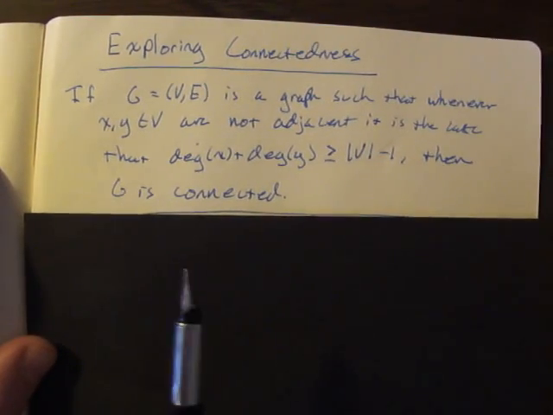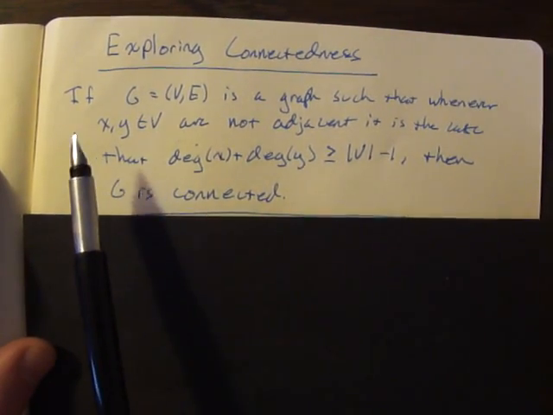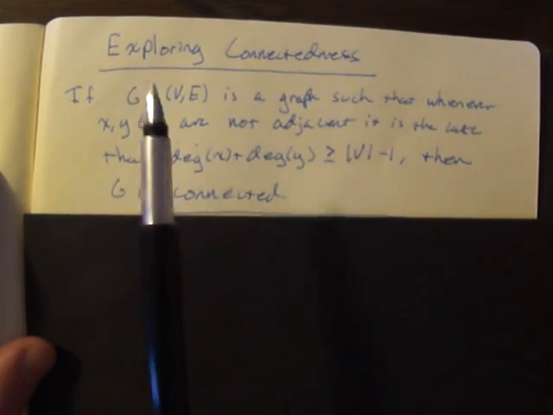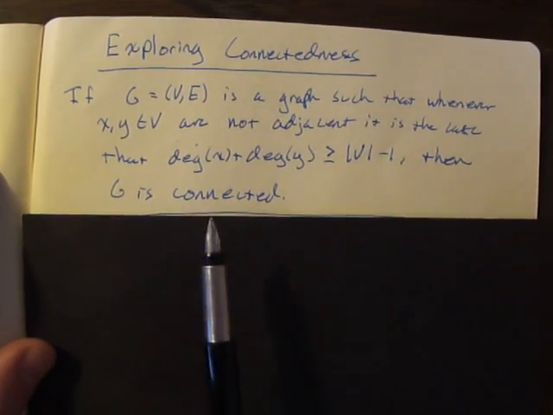Okay, in this video we're going to explore the concept of connectedness a little bit further, in that we will establish a criterion that applies to a graph such that when the criterion is satisfied, then the graph is connected. So this is the criterion.